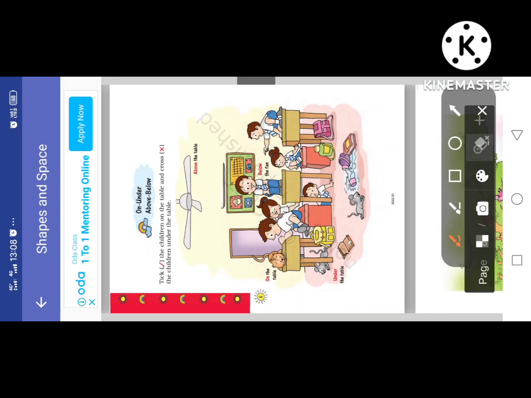Similarly, above means this fan is above the table. There are so many tables and this fan is so high. So for the things that are so high we use above, not on. And for the things which are so down we use below. Like this one. Below the fan. This boy is below the fan. So down is below and so high is above.